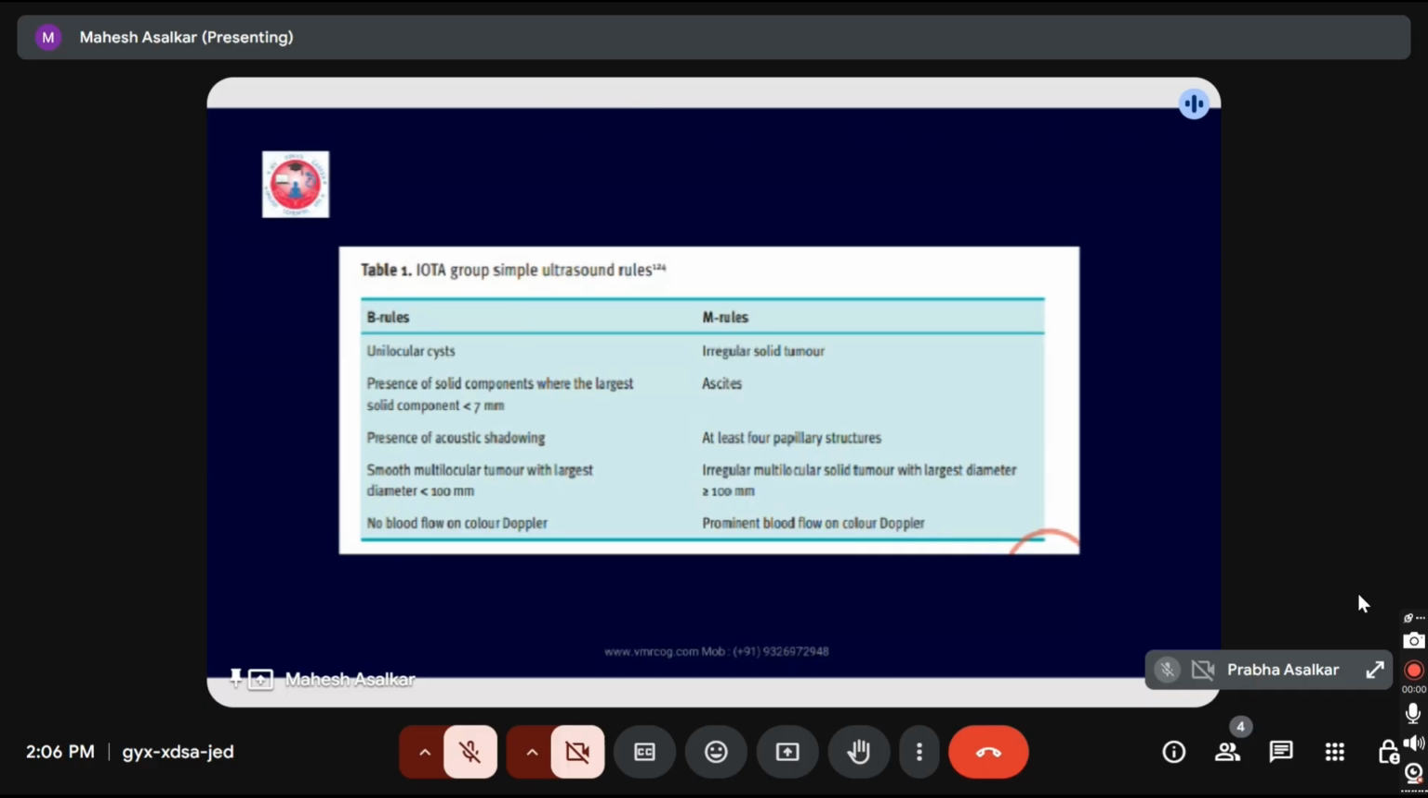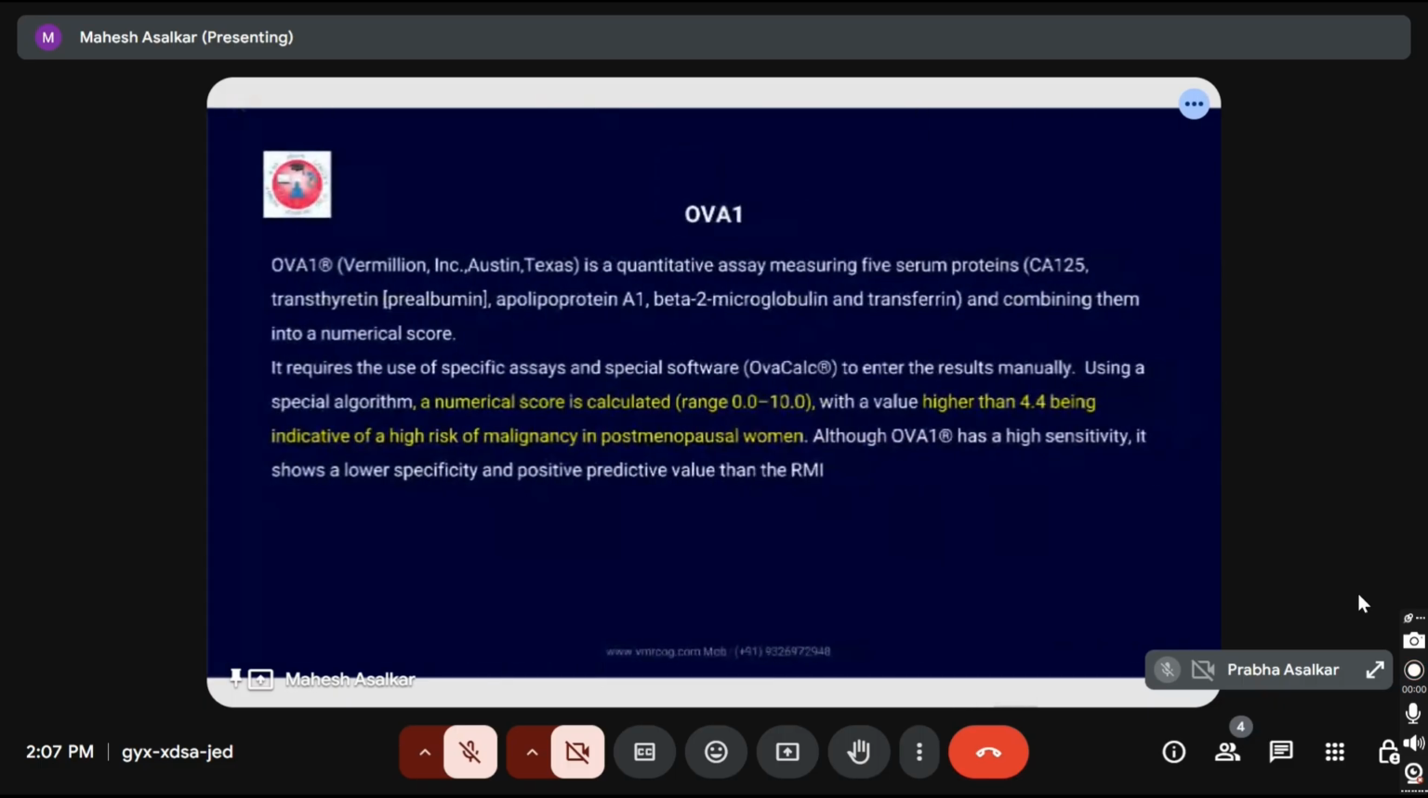So these particular features can also be asked as SBA. They may give some little change here, like presence of papillary structures of 5, 4, 7, etc. So it is an M feature. Okay, so you should know presence of at least 4 papillary structures is an M rule. Okay, so this is about IOTA classification and B rules and M rules.